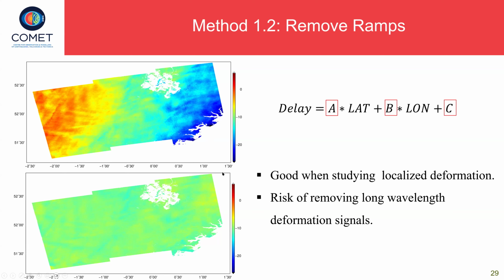This is another type of method. But if you have long wavelength deformation signals, you may probably remove them as well. You remove all the long wavelength signals, no matter whether it is tropospheric delay or caused by actual deformation. You cannot distinguish between these two. You remove all of them. So this is the risk of using this kind of method.